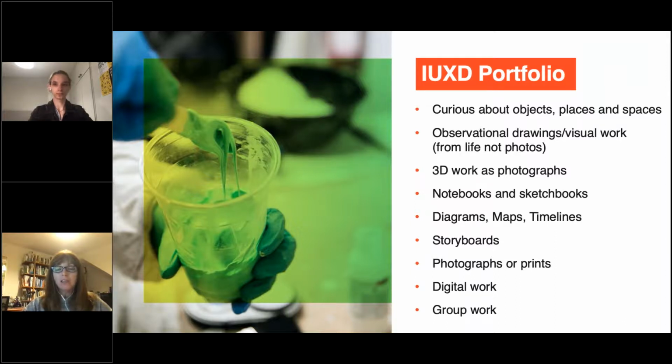Other ideas we really love to see are things like diagrams, maps, timelines, anything that shows us that you're interested in exploring how things work, or communicating to others how things work, or instructions, anything like that. The same with storyboards, a sequence of pictures or images that show how people use things, or a story about something. So again, it's all the time communicating. Photographs, prints, if you've done any print work, and again, you can include digital work if you have some, or any group work. But if you include group work, just explain what your role was on the team.